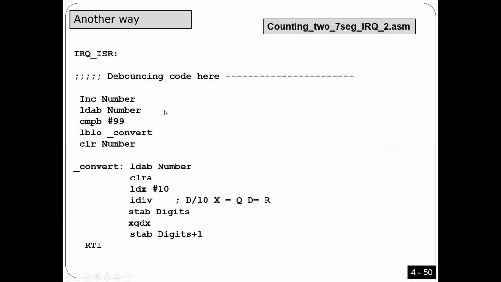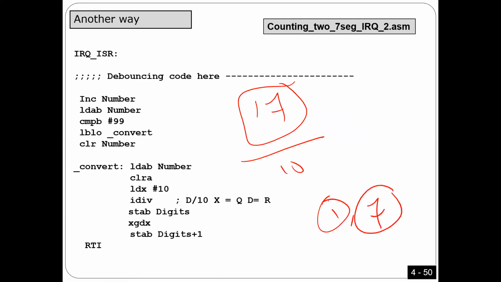The conclusion is that every time there is an IRQ interrupt, guys, number one, we are going to increment a binary number. I have to make sure this binary number cannot be 100. Once it is 99, after that I have to clear, right? And after that I have to convert this number from binary to decimal by dividing by 10. For example, if it is 17, I have to divide by 10, and then I get 2 digits, 1 and 7, and then I store them in the array called digits. And that's what I did.